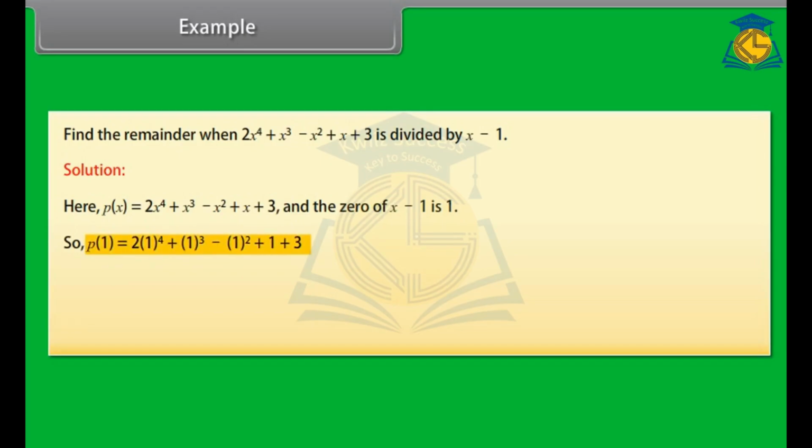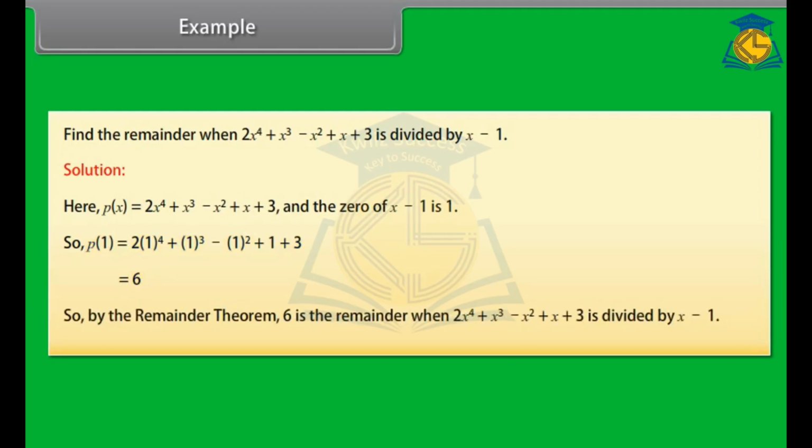So, p(1) is equal to 2 into 1 raised to the power 4 plus 1 raised to the power 3 minus 1 raised to the power 2 plus 1 plus 3, which is equal to 6. So, by the remainder theorem, 6 is the remainder when 2x^4 plus x^3 minus x^2 plus x plus 3 is divided by x minus 1.